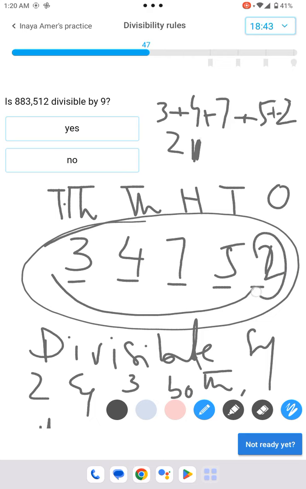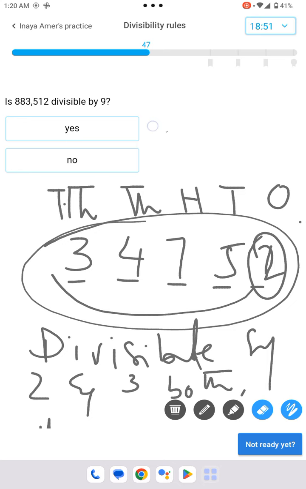You can see at the ones place there is 2, so it is divisible by 2. Okay, that is good for 2.